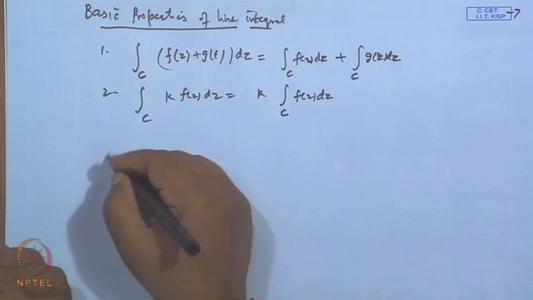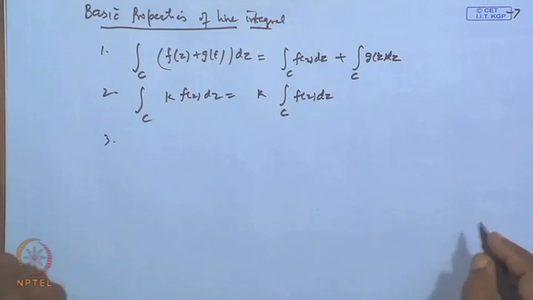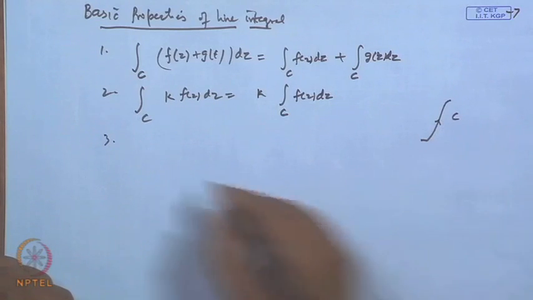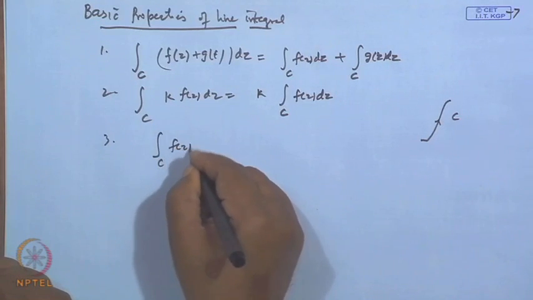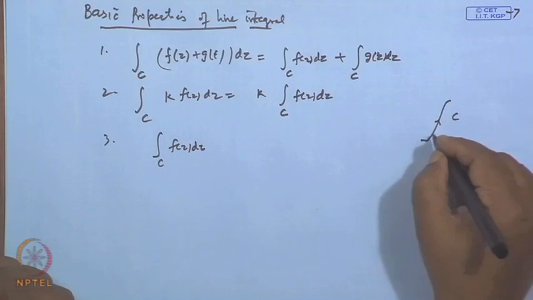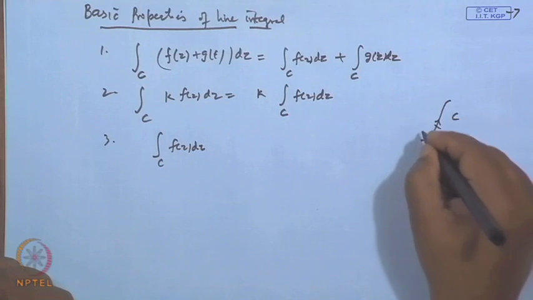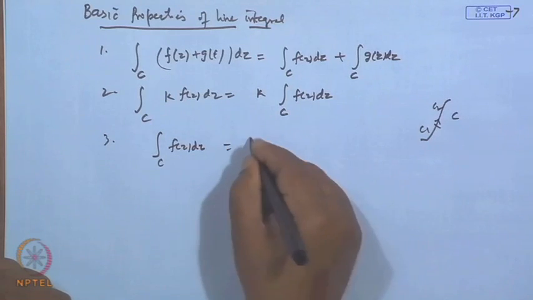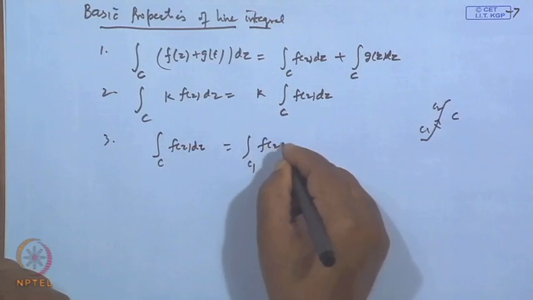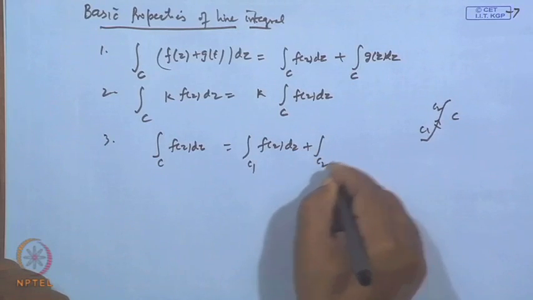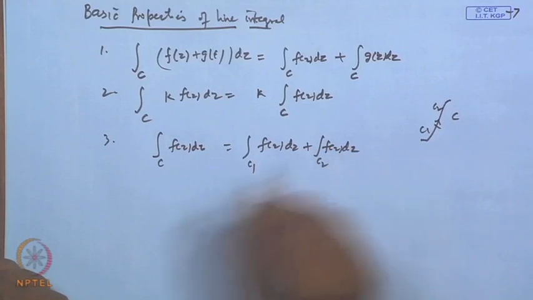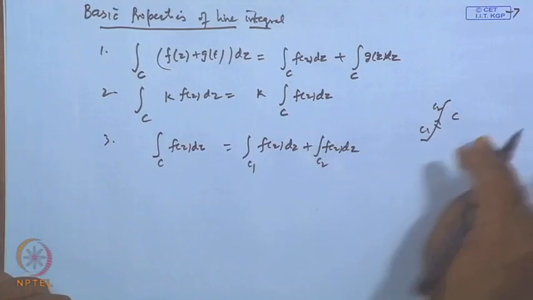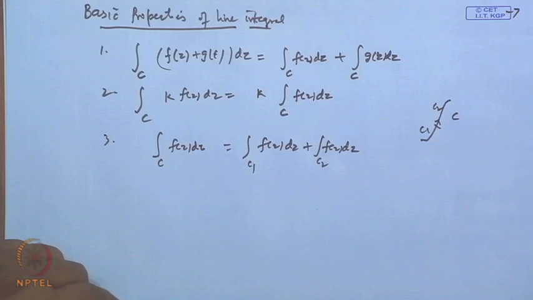Okay. Then also this is an interesting one. Suppose we have a curve C and the integral of this function f(z) dz is there. If I break up this curve into two parts, C1 and C2, retaining the same direction, then this integral will be the same as the integral over C1 of f(z) dz plus the integral over C2 of f(z) dz. Okay? Where C1 and C2 are the partition of the curve C, and so on.